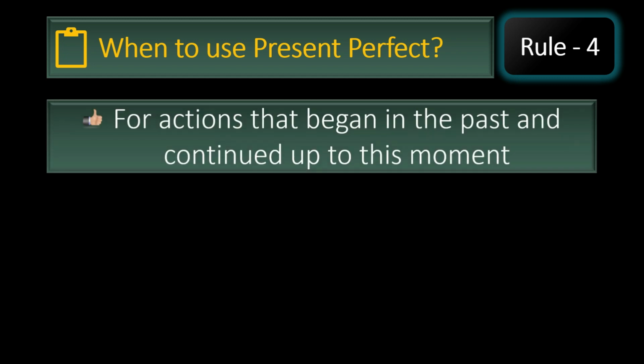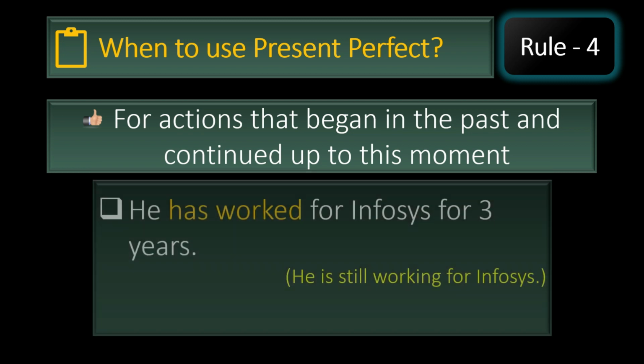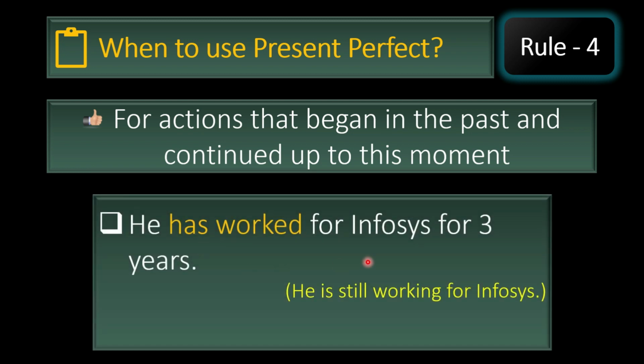And rule 4 says this. We use present perfect tense when we talk about actions that began in the past and continue up to this moment, up to the time of speaking. For example, he has worked for Infosys for 3 years. Look at this here. He is third person singular, so we used has plus verb 3. It means he is still working for Infosys. The action began in the past. He started working for Infosys 3 years ago, and it still continues now.